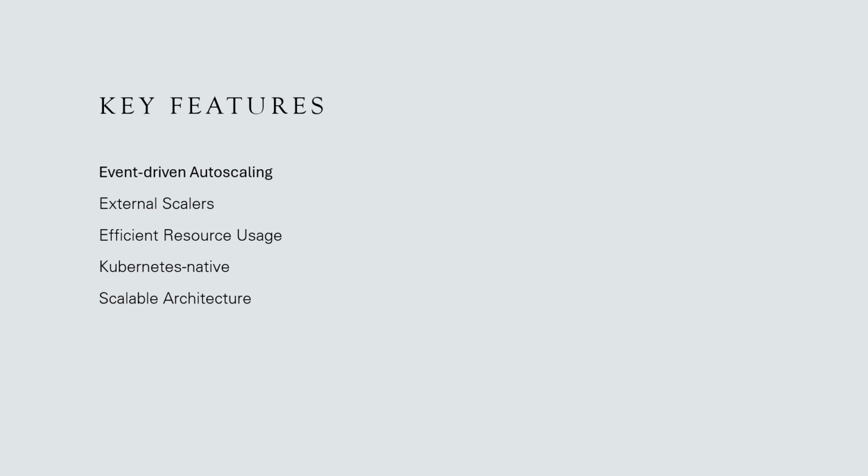Key features: Event-Driven Autoscaling. KEDA scales Kubernetes workloads based on events or metrics from external systems, for example, message queues, databases, monitoring tools. It supports fine-grained scaling, including scaling down to zero when no events are present. External scalers. KEDA integrates with a wide range of external event sources such as Apache Kafka, RabbitMQ, Azure Service Bus, AWS SQS, Prometheus, MongoDB. The list of supported scalers is continually expanding.